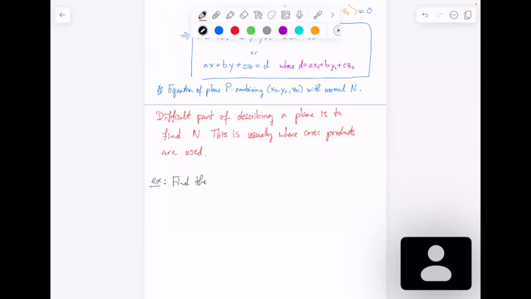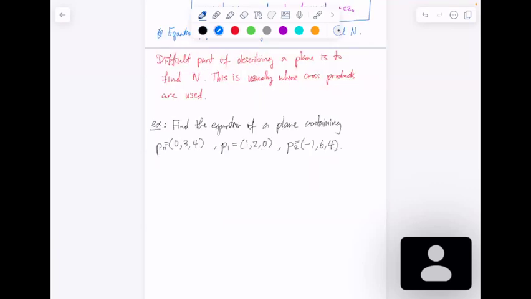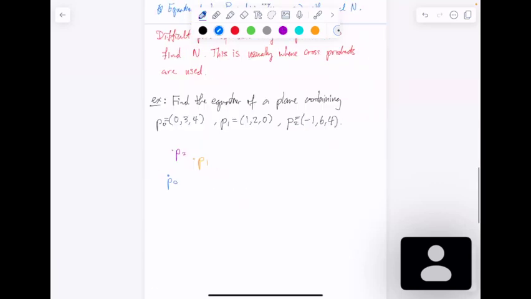Find the equation of a plane containing the following points, let's call them P0, P1, and P2. All right, so I'm not going to actually plot this out, but I will draw schematically what these points are. So I have P0, P1, and P2. And now visually speaking, I want to find a plane that contains all of these.